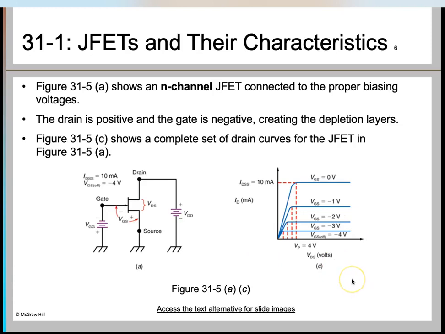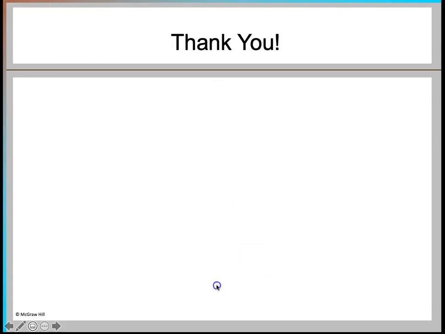So this was the characteristics of JFET, and that is the end of the lecture.